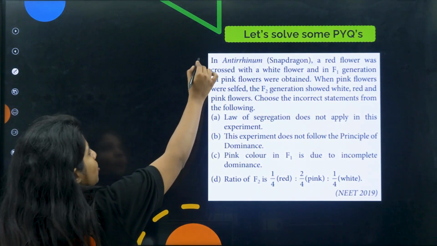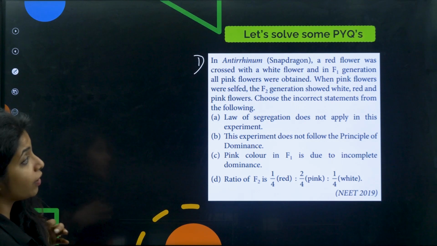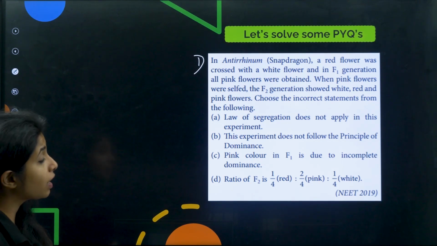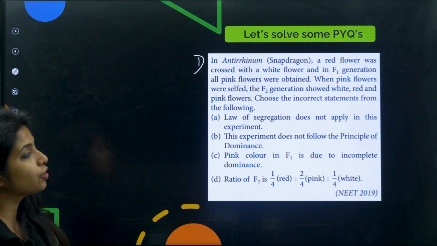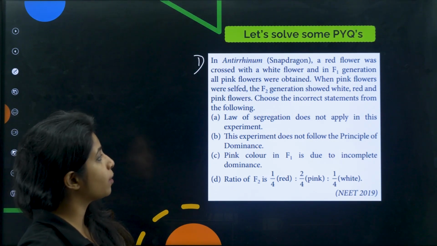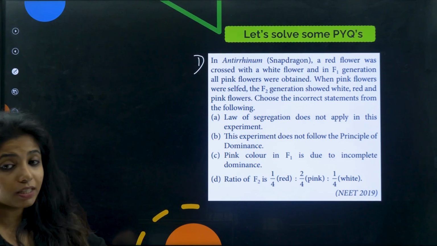Okay, now this is the first question that we have. In Antirrhinum, a red flower was crossed with a white flower, and in the F1 generation, all pink flowers were obtained. When pink flowers were selfed, the F2 generation showed white, red and pink flowers. Choose the incorrect statement from the following. You have to answer me, okay? Law of segregation, incorrect statement you have to find.